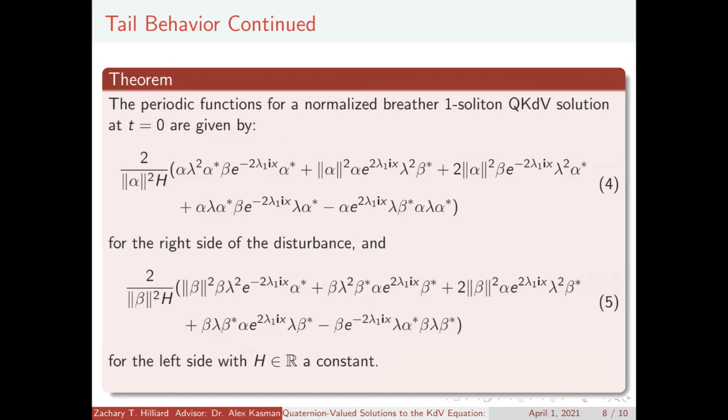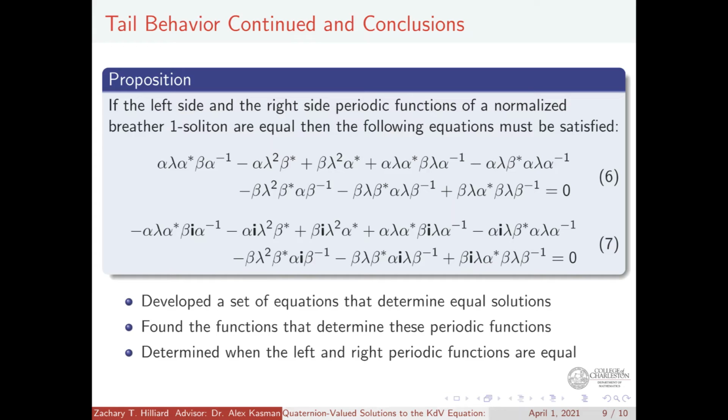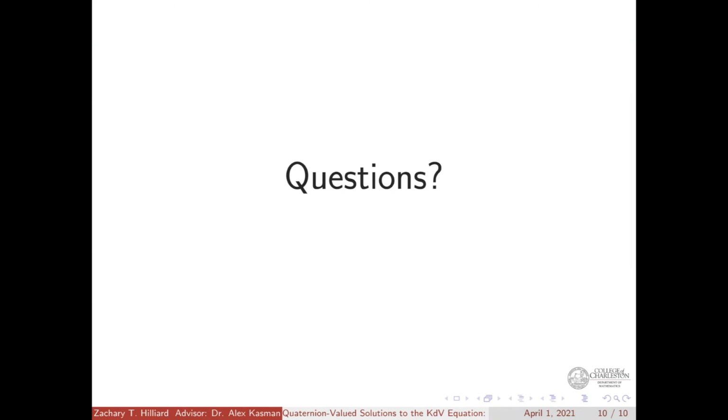It's very, very messy. The next thing is that we were able to answer the question of when the left-hand side and right-hand side will ever be equal. In the case that the left side periodic functions and the right side periodic functions are ever equal, these 2 equations have to be satisfied. So ultimately, we were able to develop a set of equations that determine when 2 breather one soliton solutions to QKDV are equal. We were able to find the functions that arise when you normalize a breather one soliton, and we were also able to determine when the left side periodic functions and the right side functions were equal.